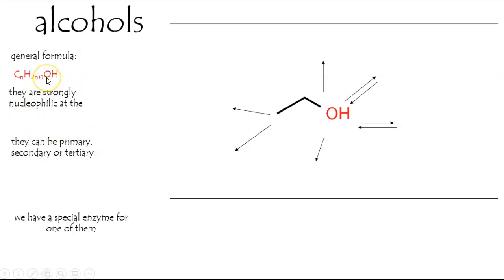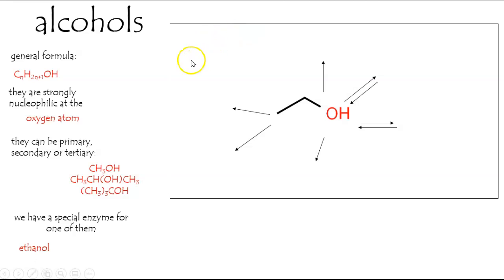And since they have an electronegative oxygen, that's a nucleophile right there, and that can attack things. They can be secondary, primary, tertiary, right? This one would be primary, monosubstituted. This is disubstituted, secondary, trisubstituted, tertiary. Can't be quaternary because you've run out of bonds. One of them we humans have a special enzyme for, and that's ethanol, which is perhaps one of the most abused drugs on the planet.